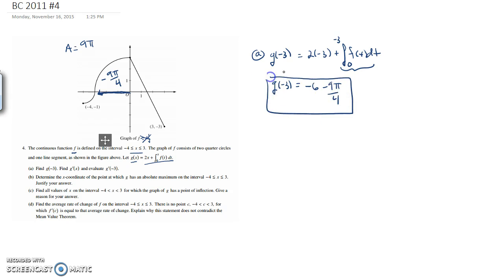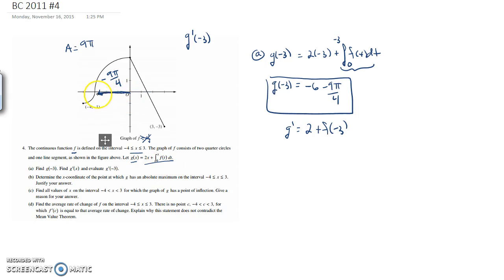I'm happy with that. And then g prime of negative 3, well, let's look at g prime of x. G prime is going to equal 2 plus this guy's derivative, so the derivative and antiderivative, so just f of negative 3. Because when I take this derivative, this part cancels out, and we just get the function itself.